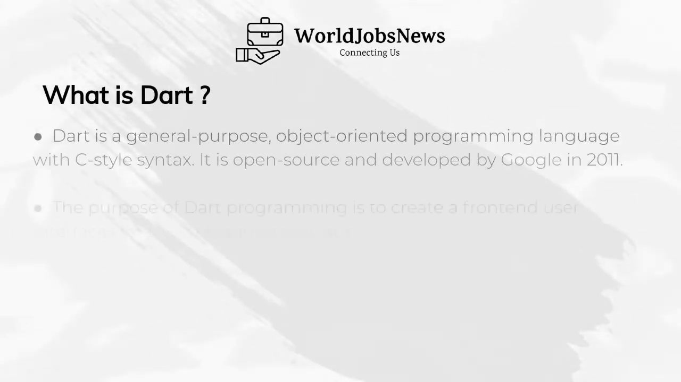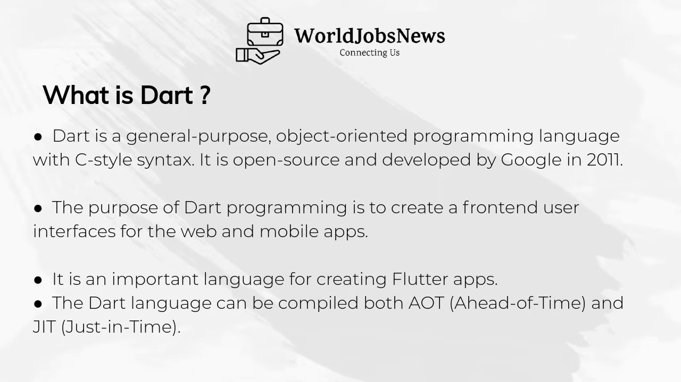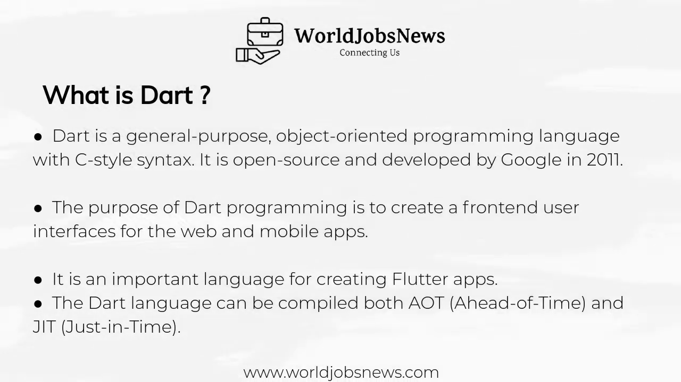What is Dart? Dart is a general-purpose, object-oriented programming language with C-style syntax. It is open source and developed by Google in 2011. The purpose of Dart programming is to create front-end user interfaces for the web and mobile apps. It is an important language for creating Flutter apps. The Dart language can be compiled both AOT, ahead of time, and JIT, just in time.